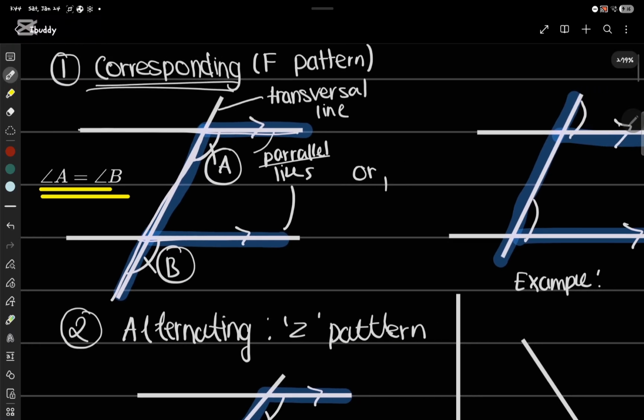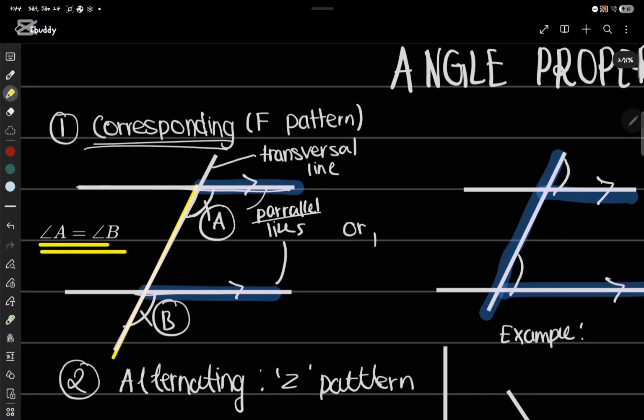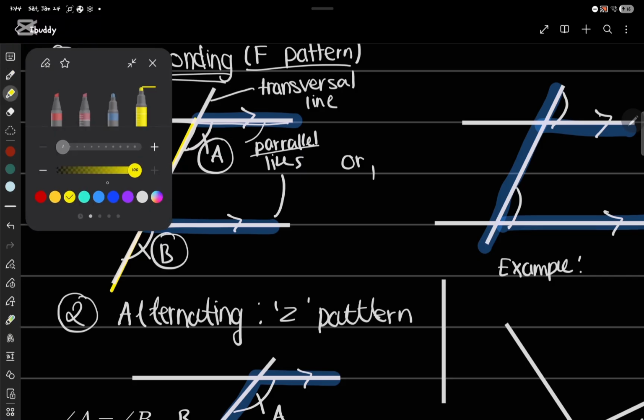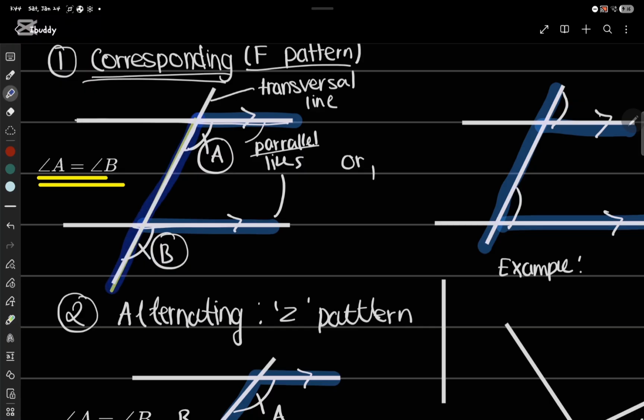So when you see a diagram similar to this, then angle A and B would be the same. It's often referred to as an F pattern because the pattern forms an F shape. As you can see, I've already labeled it there. They form an F shape, and these two are enclosed within that F shape.